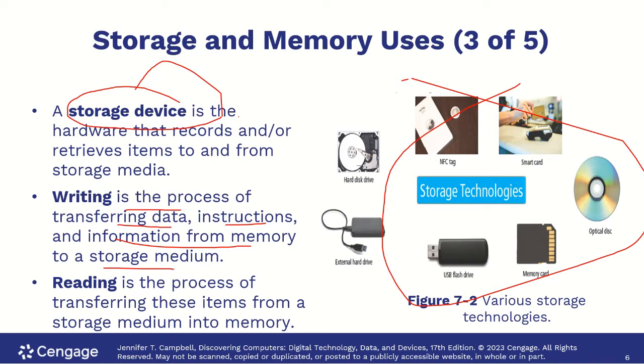Writing is the process of transferring data, instructions, and information from memory, which is volatile, temporary, into storage medium, non-volatile medium. And reading is completely opposite. It is the process of transferring these items from a storage medium into memory.